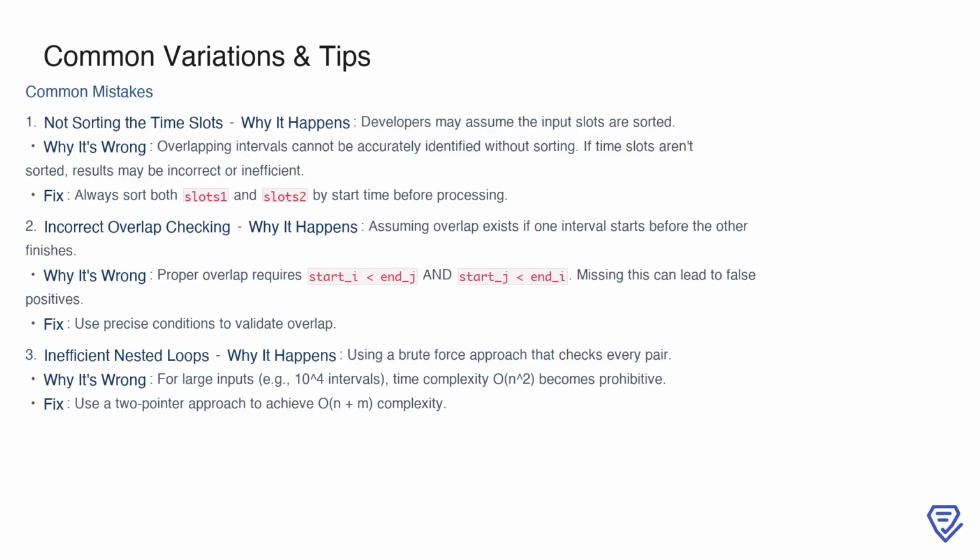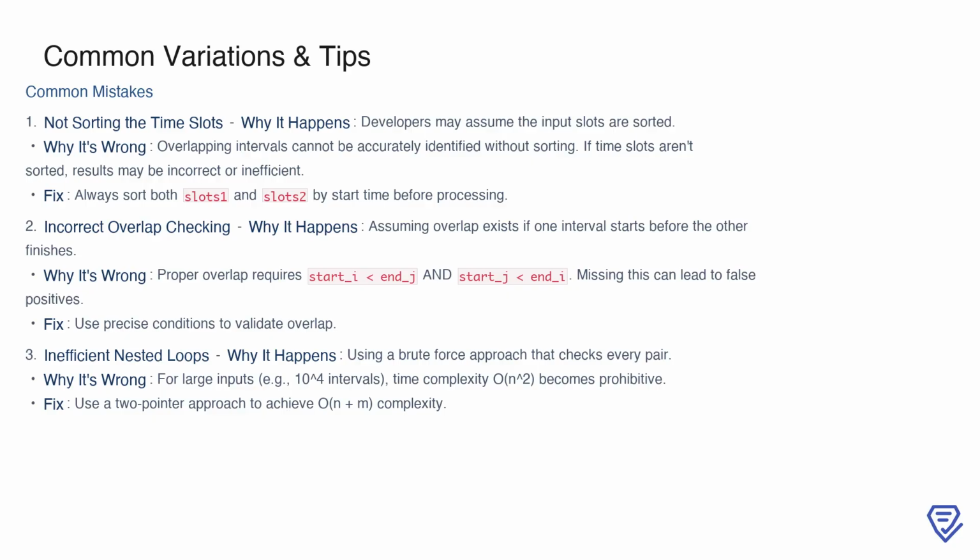This happens when developers assume the input slots are already sorted, but without sorting, you can't reliably identify overlapping intervals. Overlapping checks depend on the intervals being in order, so always ensure to sort both slots 1 and slots 2 by their start times before proceeding.